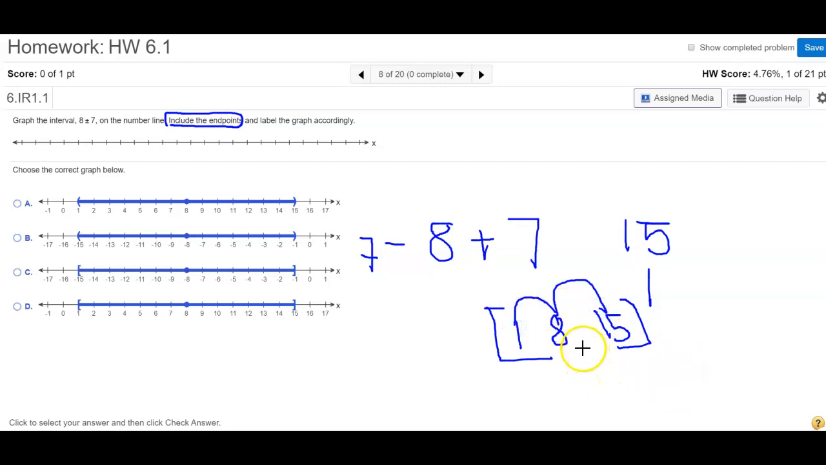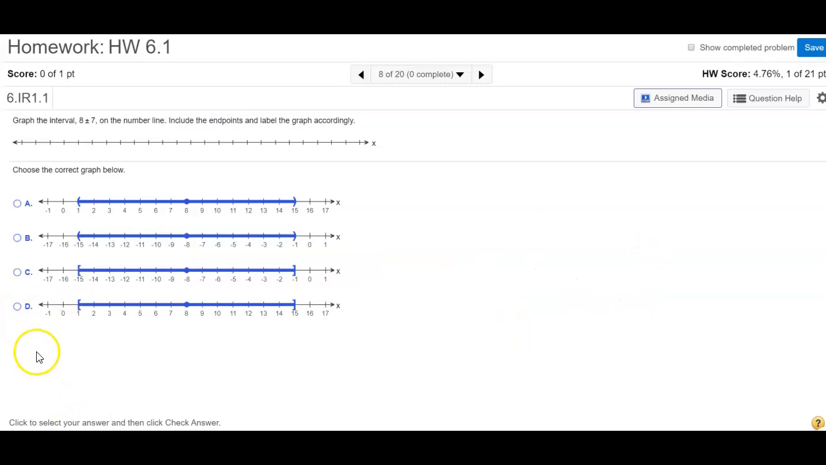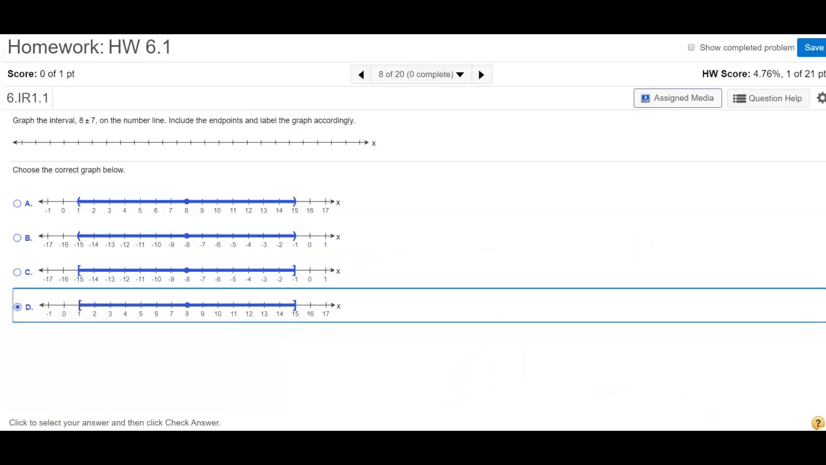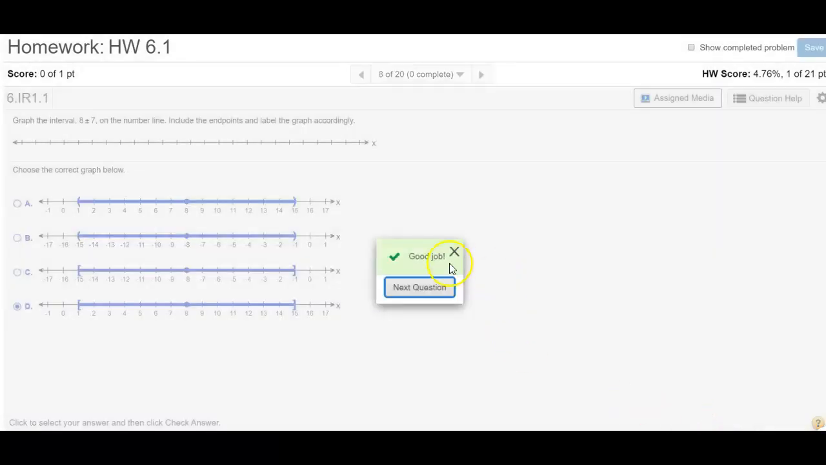So let's see which one that is. Definitely not the first one because it's a parentheses. Not the second one because it's a parentheses. You only have options C and D. And if you look at it, option C has negative 8. I'm starting at positive 8. So definitely my answer is answer D. Let me click that and check my answer, and voila, there I go.